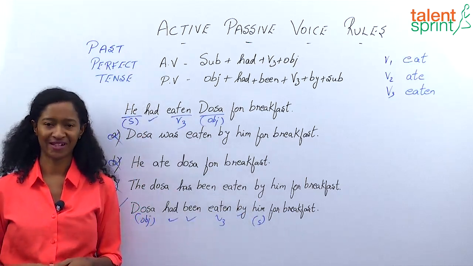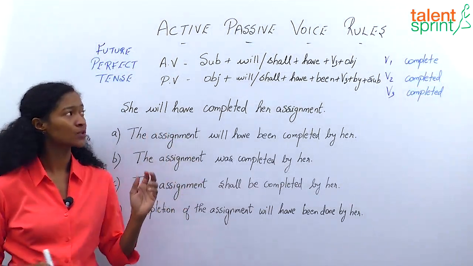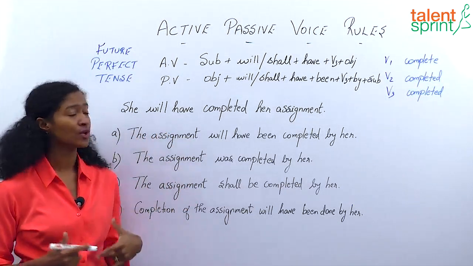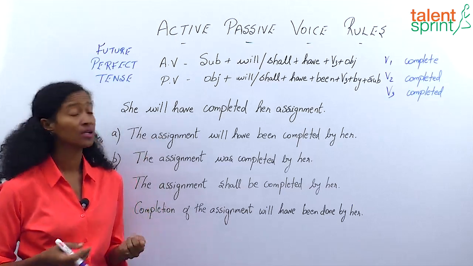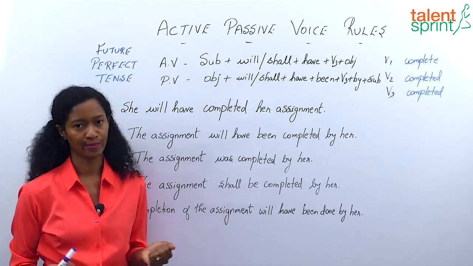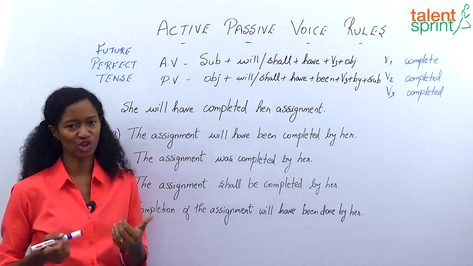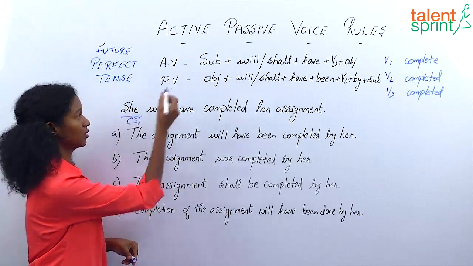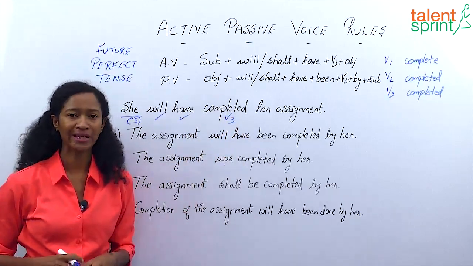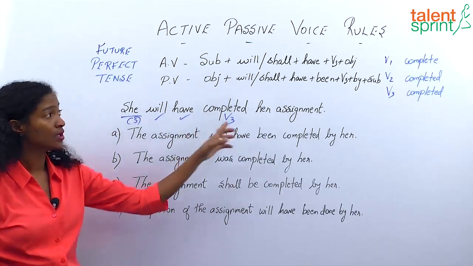Let's move on to future perfect tense. Future perfect tense. Active voice: subject plus will or shall, and then have verb 3 and object. Passive voice: object plus will or shall plus have plus been, and then verb 3 by and subject. Our question is, she will have completed her assignment. Who will have completed? She, our subject. Will, have, and then verb 3 completed. If you look at the conjugation for complete, we have verb 1 complete, verb 2 completed, verb 3 completed, past participle.